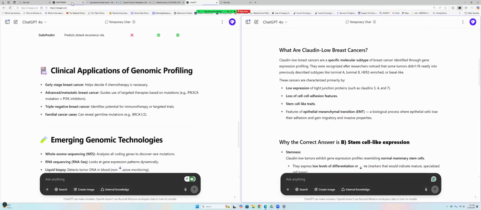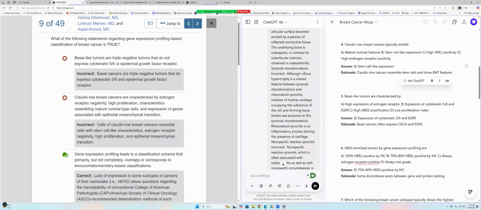Let's come back to the question. It seems you're feeling sleepy. Claudin-low breast cancer typically exhibits what? Number 4. Claudin-low breast cancer: mature luminal features or stem cell-like expression? The answer is B, stem cell-like expression.